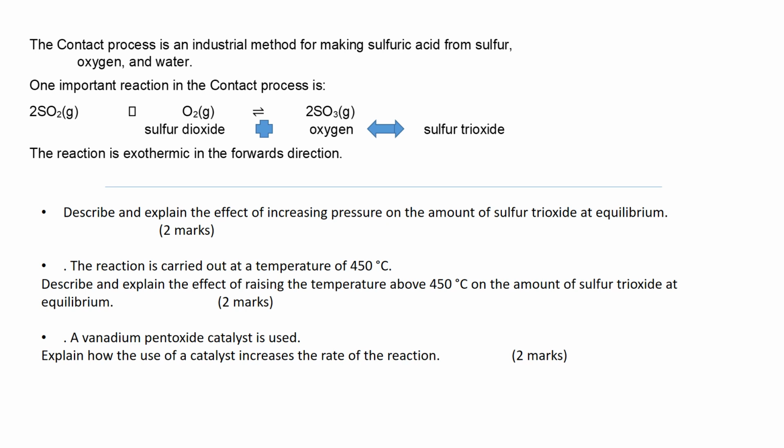So sulfur dioxide plus oxygen forms sulfur trioxide. It's a reversible reaction. So 2SO2 plus O2 forms 2SO3. Okay, it's exothermic in the forward direction. So sulfur dioxide plus oxygen forms sulfur trioxide. That is exothermic in that direction. So answer these 3 questions if you're in the grammar stream.